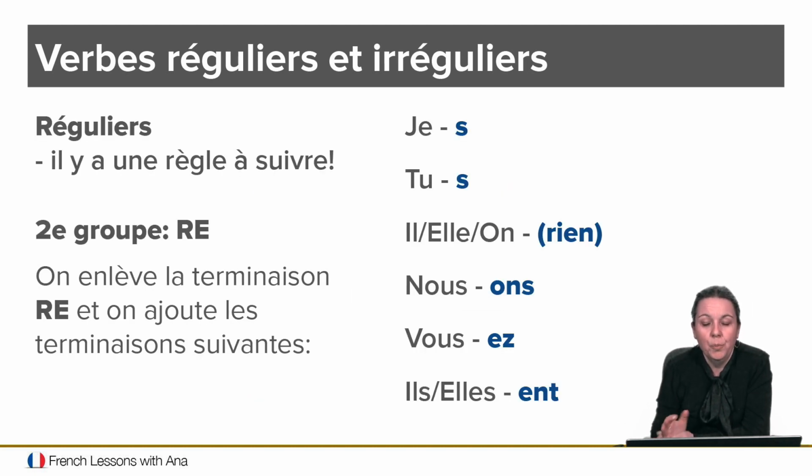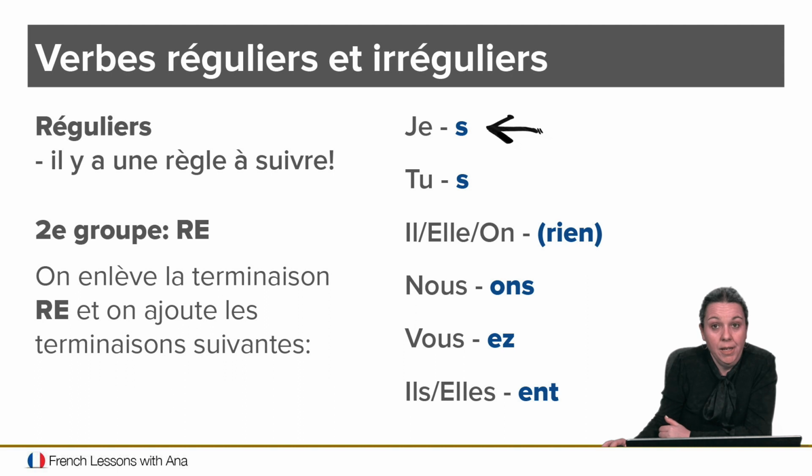Moving on to the second group, still within the regular verbs. The second group is the group that ends in RE. It also has one rule to follow. Just like ER, we're going to take away, so on enlève la terminaison RE. So we get rid of the RE. And we're going to add a set of endings. Unfortunately, they are different from the ER. So you're going to have to memorize these as well. But they're not that complicated. For the plural form, they are actually the same as ER endings. So what are the endings for RE? Well, for je, once you get rid of RE, you add an S.